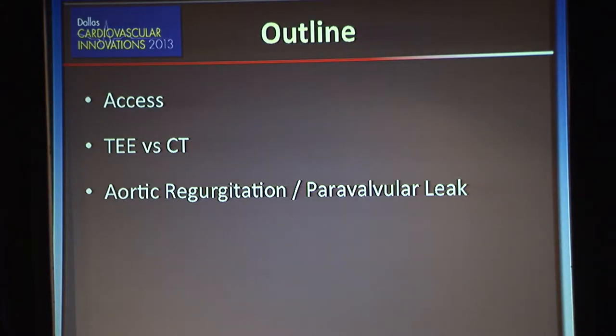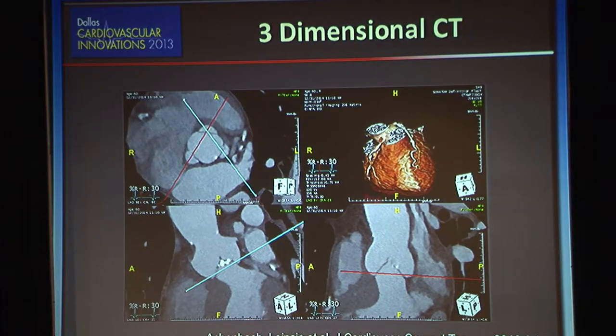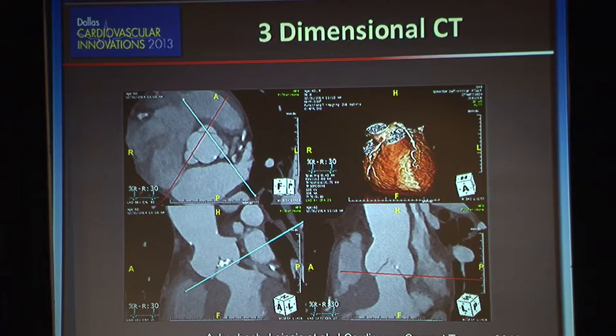So I'm going to move on to transesophageal echo and CT. And I want to start with giving you a little primer on the CT. I'm not going to go through how to make these measurements. That's a different talk in itself and takes a little bit of time. But you start with the basic CT and a reconstruction for 3D imaging. And in the 3D imaging, you get a 3D heart, which you can break into three planes.